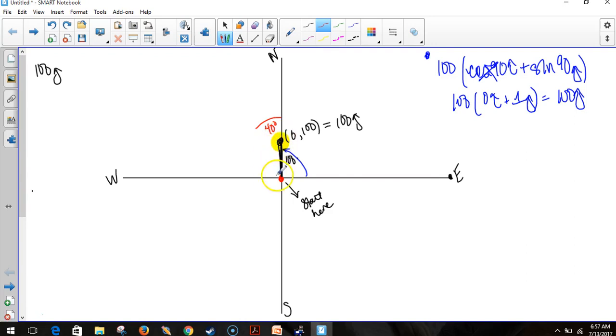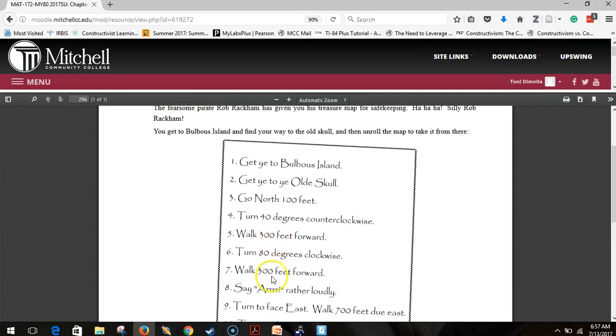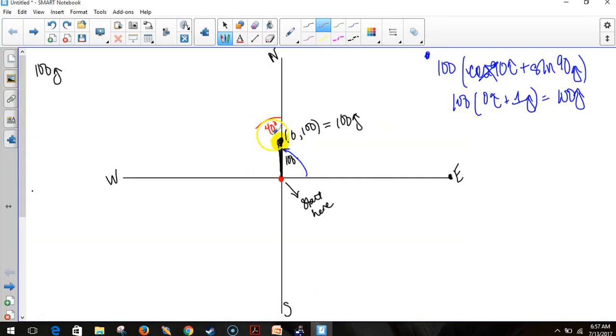I'll leave it like that. And then I'm going to walk 300 feet forward. So I'm going to go something like this. I'm just going to kind of estimate 300 feet. And so where is this is the question. What point do I land at? Well, I walked 300 feet.